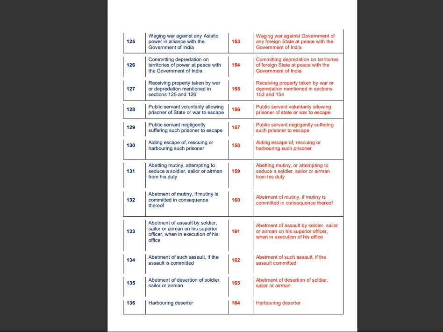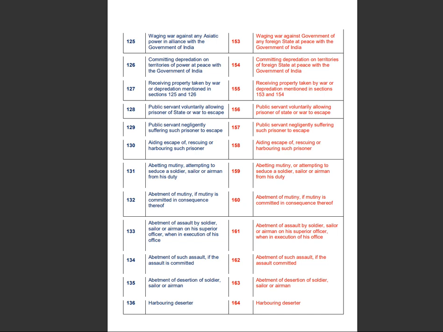Section 126 of the Indian Penal Code deals with committing depredation on territories of power at peace with the government of India. Section 154 of the BNS deals with committing depredation on territories of foreign state at peace with the government of India. Section 127 of the Indian Penal Code deals with receiving property taken by war or depredation mentioned in Sections 125 and 126, whereas Section 155 deals with receiving property taken by war or depredation mentioned in Sections 153 and 154.